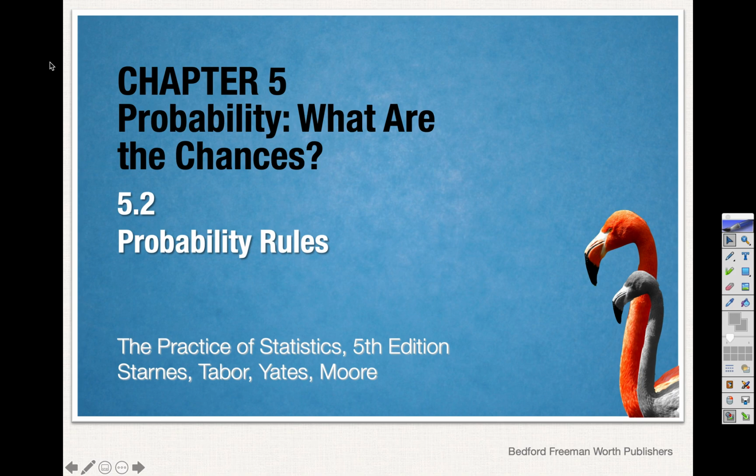We are continuing on in Chapter 5 today, and moving on to Section 5.2, we will learn about some basic probability rules. Some of these rules will be a review from the very first chapter, and some of them we will build off the rules from the first chapter to expand on them.